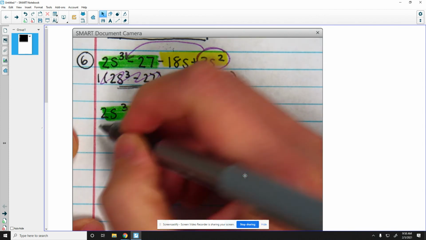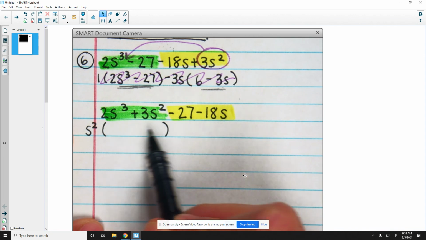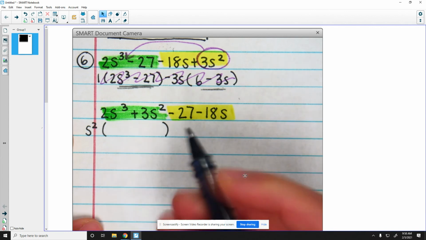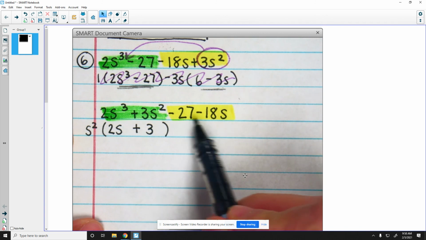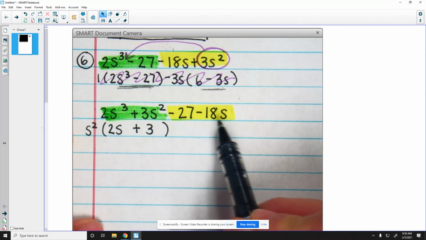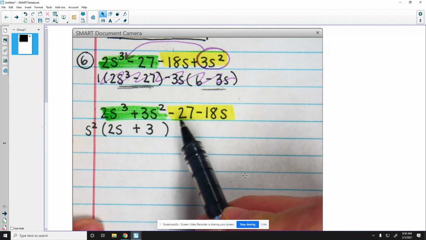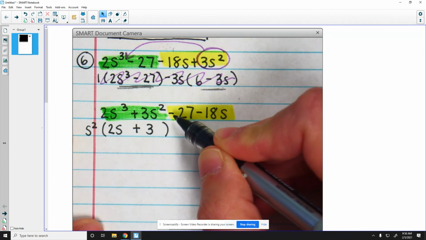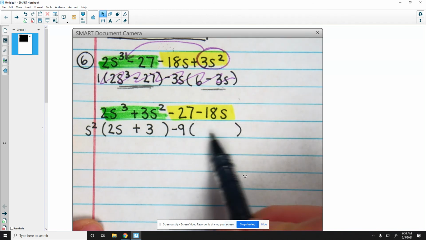S squared. Thank you. I can take out an S squared. All right. Somebody online, what's left over in here? 2s plus 3. Thank you. Okay, somebody else online. Let's do the yellows now. What can I take out here? -9. Thank you, because you have to say negative too, right? Thank you for saying negative because it starts with a minus, so it's -9. Okay, somebody else online. What's left over?